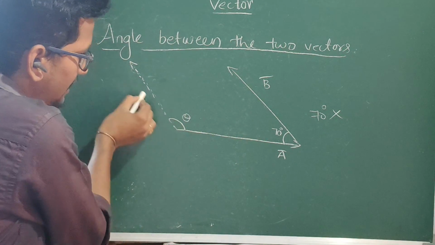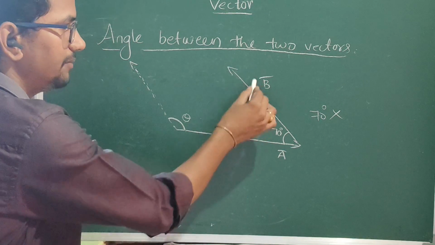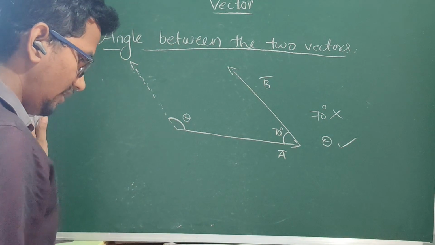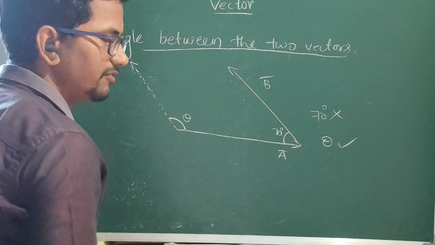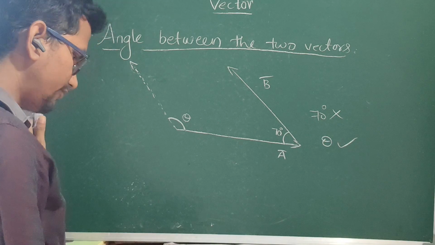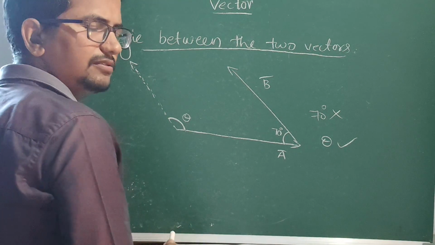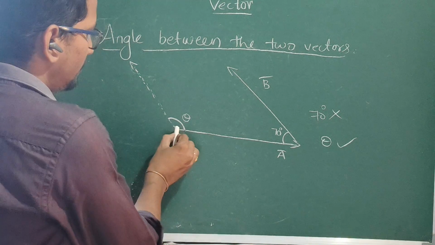When you draw the parallel lines, it's making an angle theta. This theta is nothing but the angle between the two vectors. How can you say? Actually, 180 degrees total. 180 minus 70 will be completed. That is called, sorry, 110 degrees is the correct answer for the angle between the two vectors.